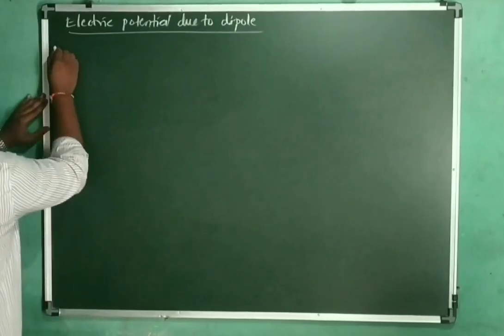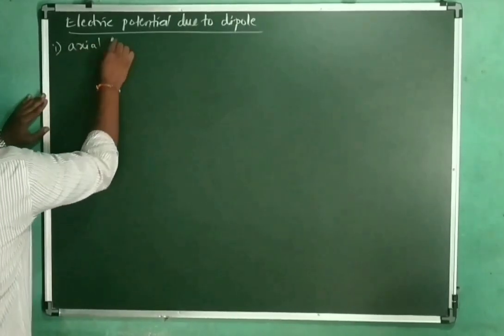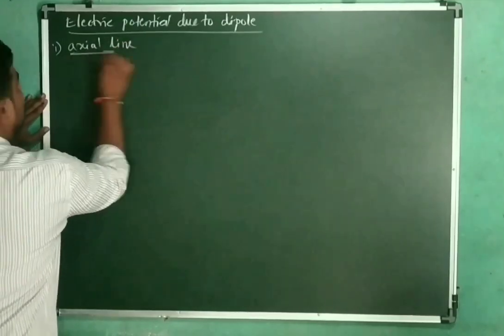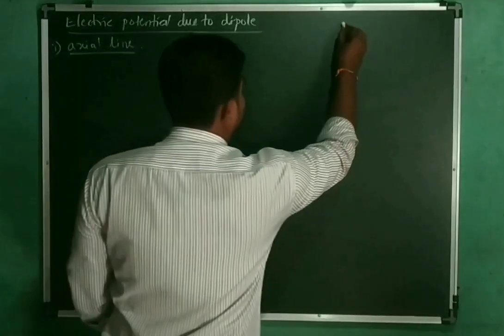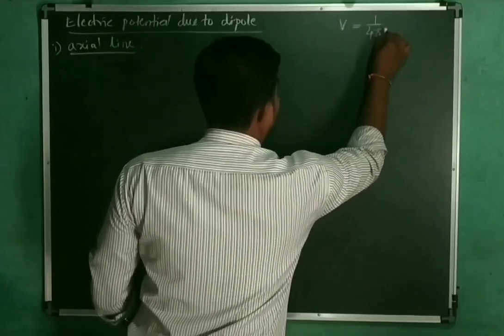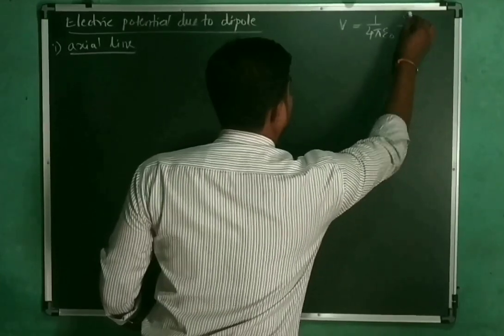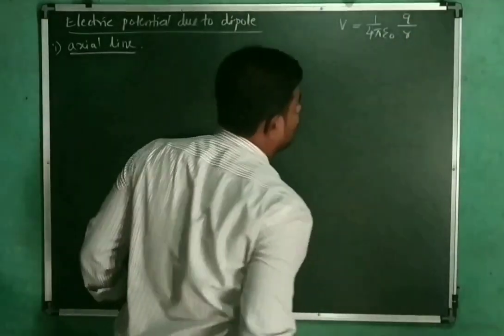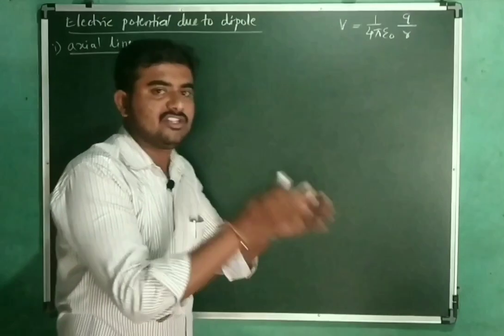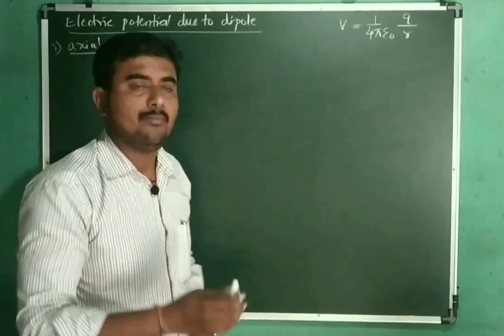See here, first we shall calculate on the axial line of the dipole. And please do remember, my dear students, that the electric potential formula is V is equal to 1 divided by 4 pi epsilon naught Q divided by R, where this Q is the source charge and R is the distance between the charge and the location where we are supposed to calculate electric potential.